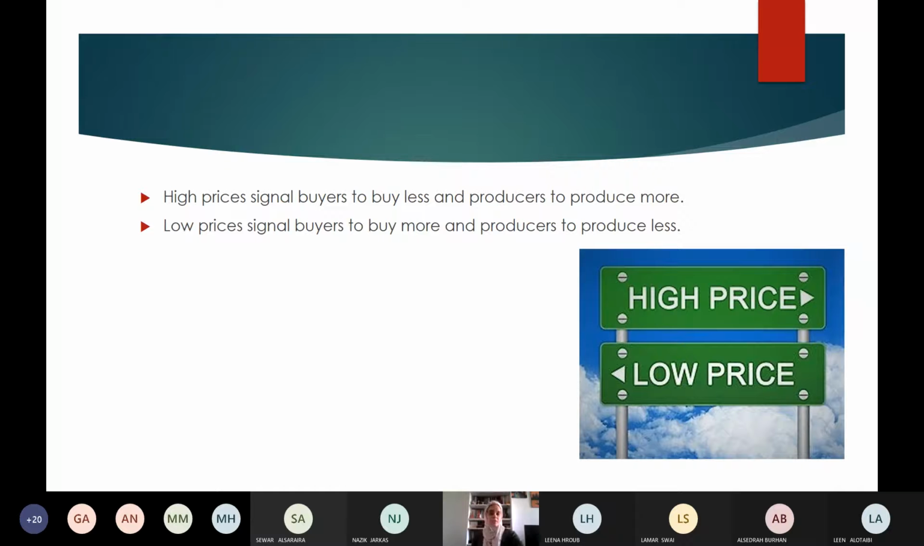If it's a high price, if the hoodie costs me a high price, so I, as a buyer, will go and buy it or not? No. So fewer buyers will go and buy. It means that people who produce the hoodie will produce more? No.